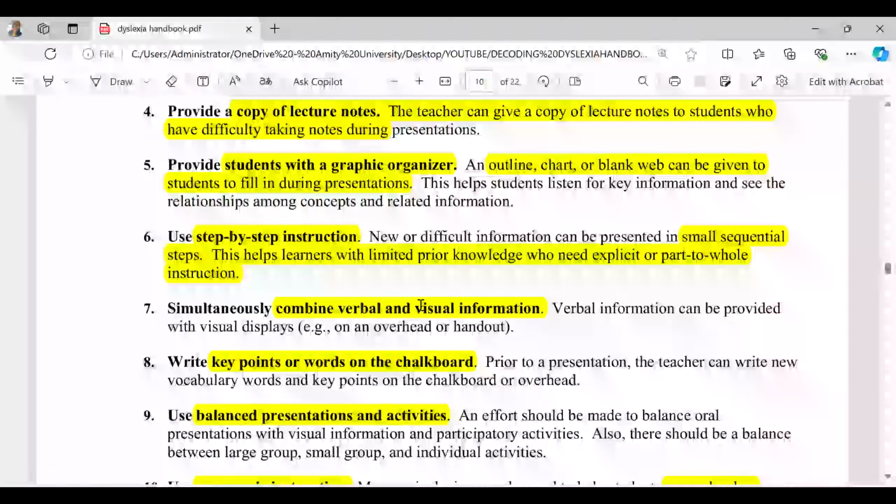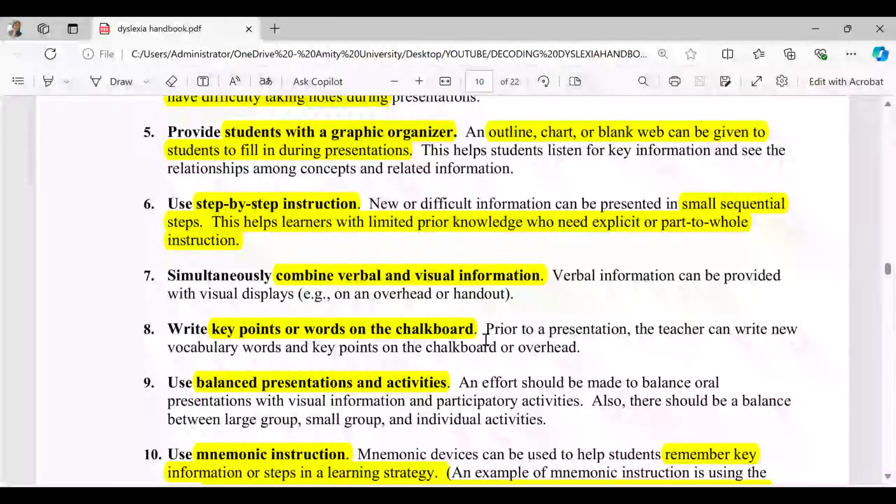With the help of visuals also, I can use this. It's clear in front of the child how the types of transports have been evolved. Using step-by-step instruction, small sequential steps, helping learners with limited prior knowledge who need explicit or part to whole instruction. If I'm teaching any concept, if I'm giving any instruction, any information, new or difficult information, I can divide it into steps.